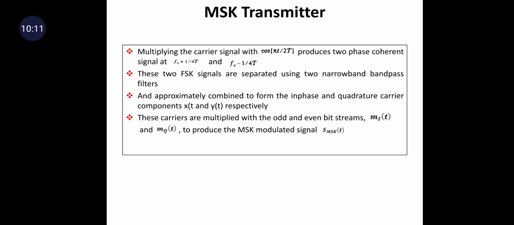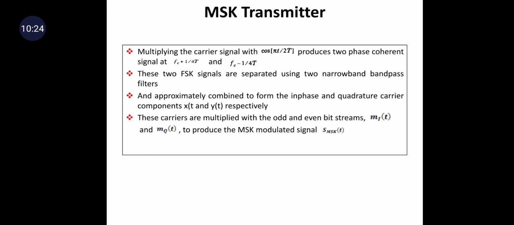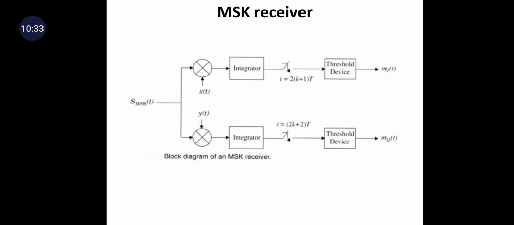These two carrier components are multiplied with the odd and even bit streams. So we know odd bit streams are denoted by mI of t and even bit streams are denoted by mQ of t. They are multiplied to produce the MSK modulated signal. The MSK modulated signal is denoted by s MSK of t.